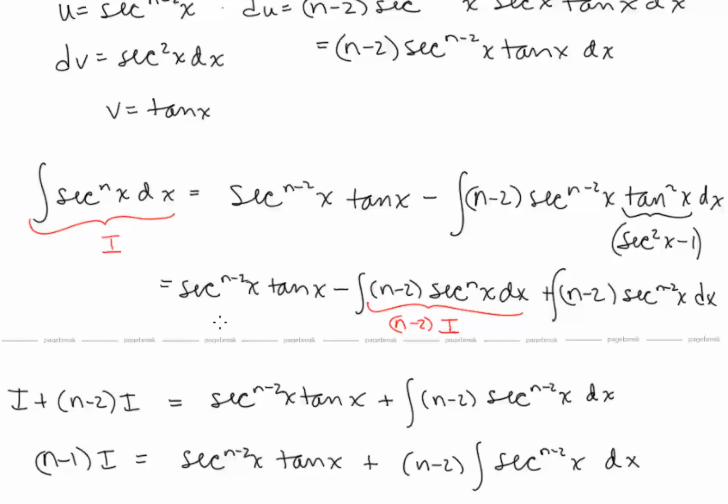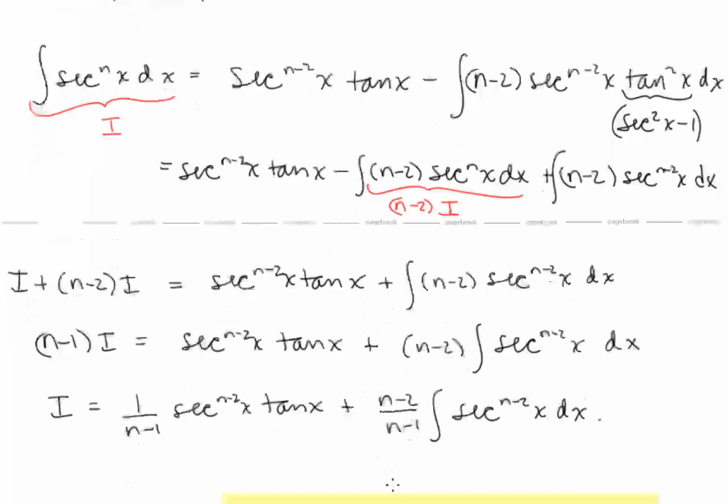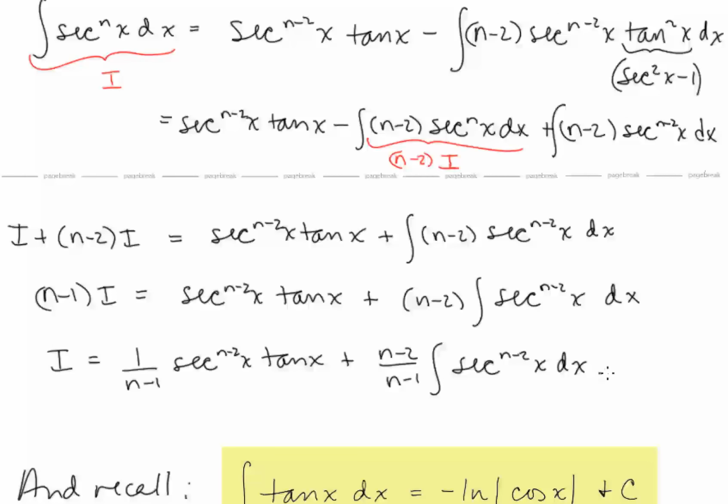So then bringing this to the other side, we've got I plus n minus 2 I is equal to these remaining terms. And so combining here, this is n minus 2 plus 1, and so that's n minus 1 times I is equal to this. And then dividing by n minus 1, we have our secant reduction formula. And we'll see an example of how this is used later on in the lesson.